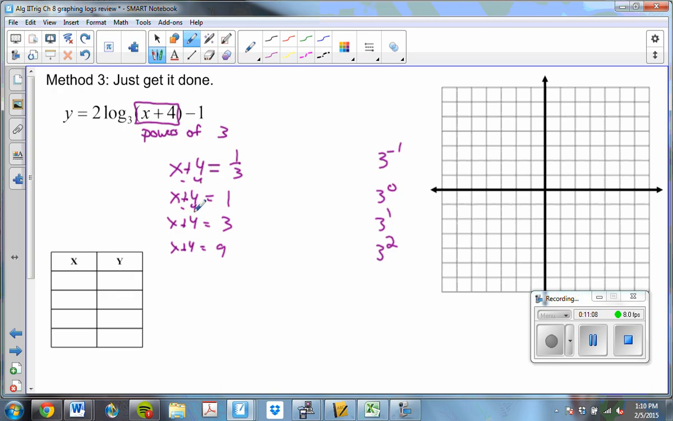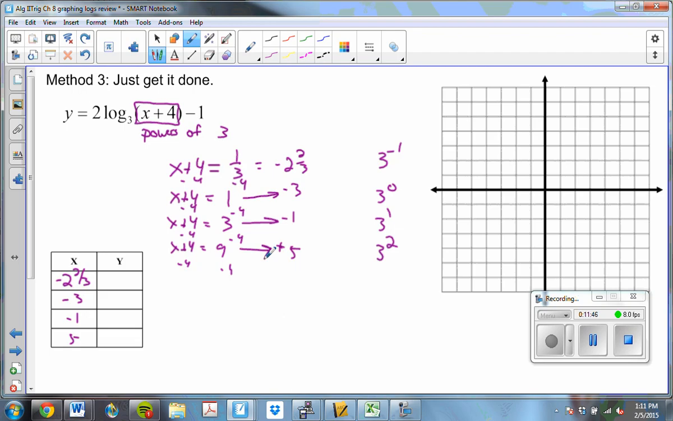If I subtract 4 from everywhere, 1/3 minus 4 is really -2 2/3. 1 minus 4 is -3. 3 minus 4 is -1. And then 9 minus 4 is 5. So those are the points I'm going to plug in for x. Now this got really messy, but these are going like this. So I have -2 2/3, -3, -1, +5. That's what I plug in for x.